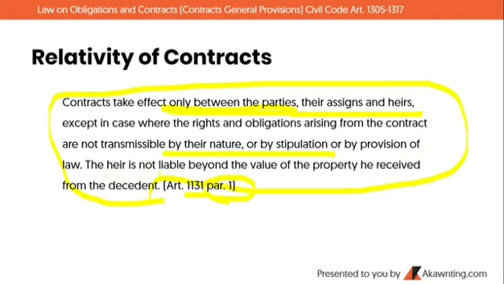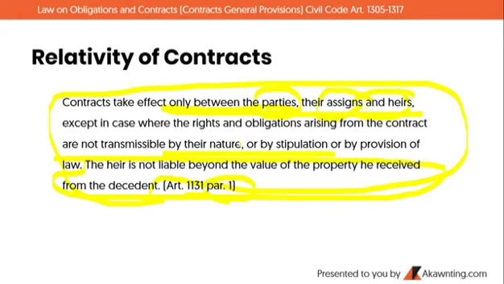So the heir is not liable beyond the value of the property he received from the decedent. Okay, so explain muna natin before tayo mag-example dito sa last sentence na ito. Ang relativity of contracts po, ang sinasabi lang po niyan, ang kontrata ay nag-i-exist lang between the parties. Ibig sabihin, anuman ang benefit or anuman ang consequence dun sa kontrata na yon, ang involved lang yung dalawang parties lang na yon or yung mga assigns nila or heirs, di ba? In case na may namatay dun sa dalawang parties.